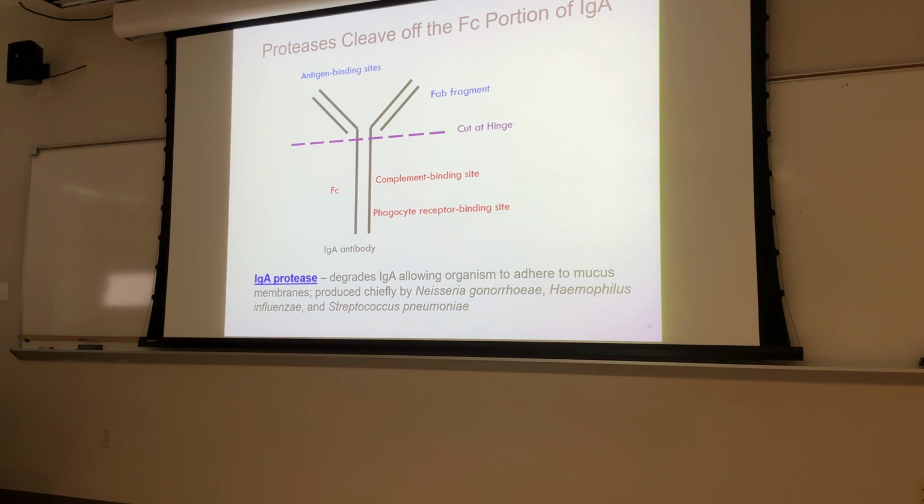Again, you see these IgA proteases made by things like Neisseria gonorrhoeae and meningitidis, Haemophilus influenzae, Strep pneumo, things that are going to have to colonize a site in the body where you find IgA. That's how these organisms affect those things.